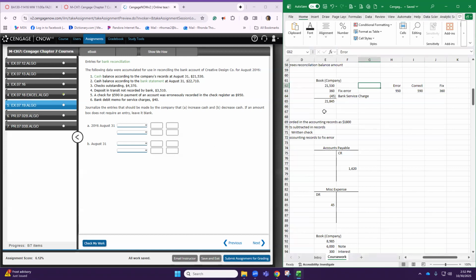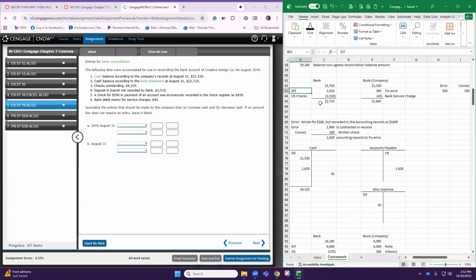All right, so now we've got that fix error. We've got a deposit in transit, and then the last is the service charge of 40 bucks. So I'm going to change this to 40, and let me make sure I've got it. The book balance is 21,530. The bank balance is 22,710. Our outstanding checks are not the same number as our deposit in transit. So see, I looked at the wrong thing. 4370 is our outstanding checks. Now we balance.